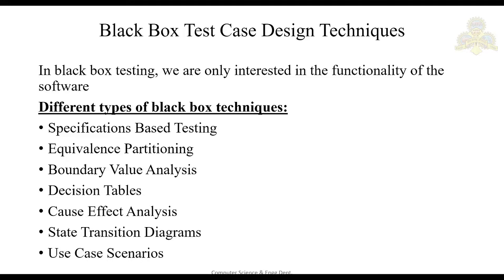Again, here in black box testing, as we are concentrating on the functionality, you have to keep in mind that both positive and negative test cases have to be present. Okay, so we have different types of black box testing. In that we will see specification based testing, equivalence partitioning, boundary value analysis, decision tables, cause effect analysis, state transition diagram, and use case scenarios. We'll see these techniques one by one.